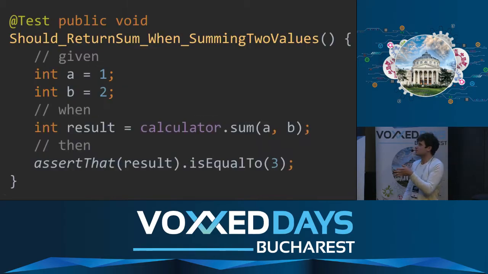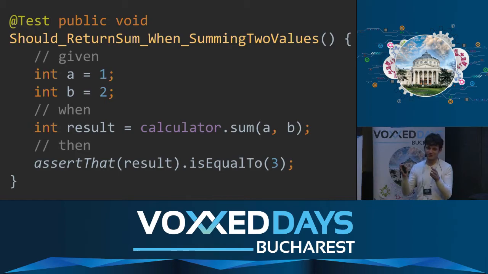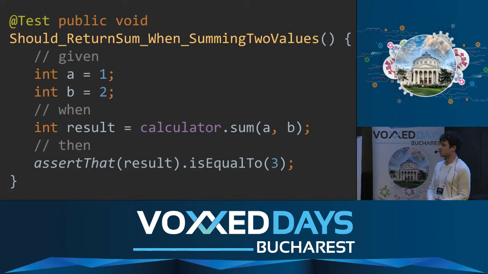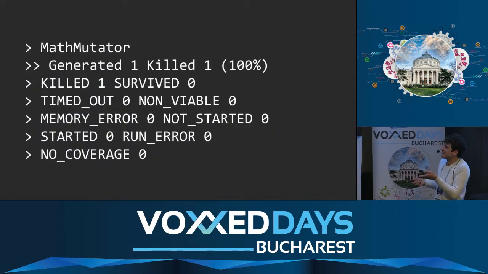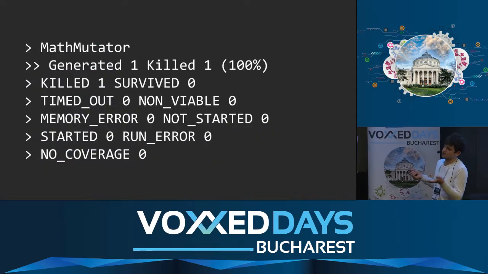So let's try to fix this test. Write a perfect unit test for that. Perfect in the sense that we have given, when, and then, and only one assertion. It's really perfect. Okay, we just add two values and see if it's three. So if we run it, we would get almost the same report, just see that the mutant was killed.